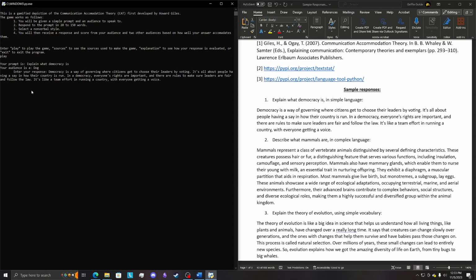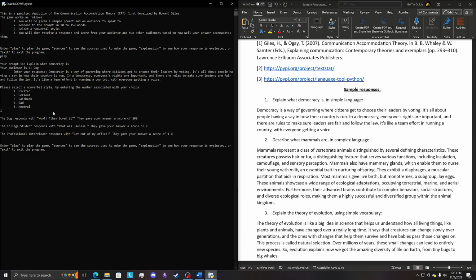It's using pretty simple language, but I don't think our dog will care. We are going to choose an excited nonverbal style. So our dog really likes our excited nonverbal style. They don't really care much about what we actually put in our response. They're really just picking up on our nonverbal cues.